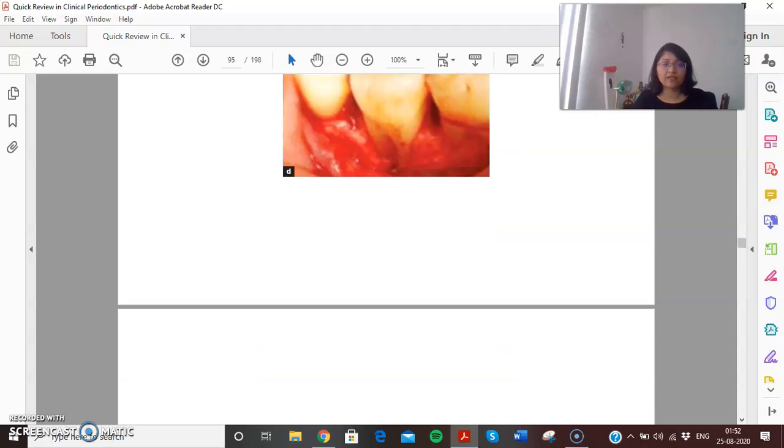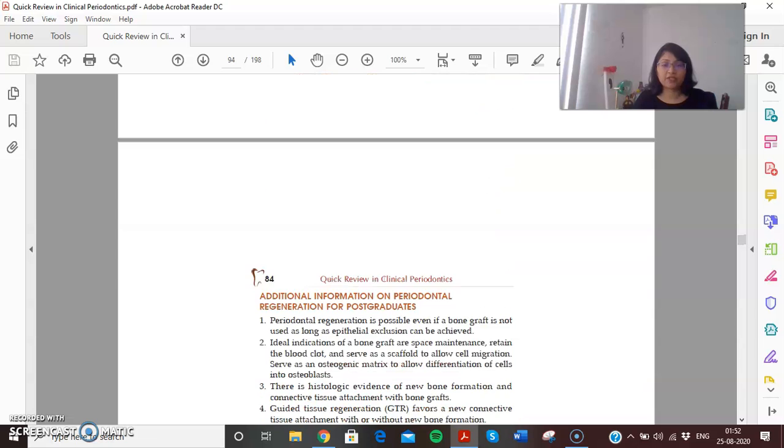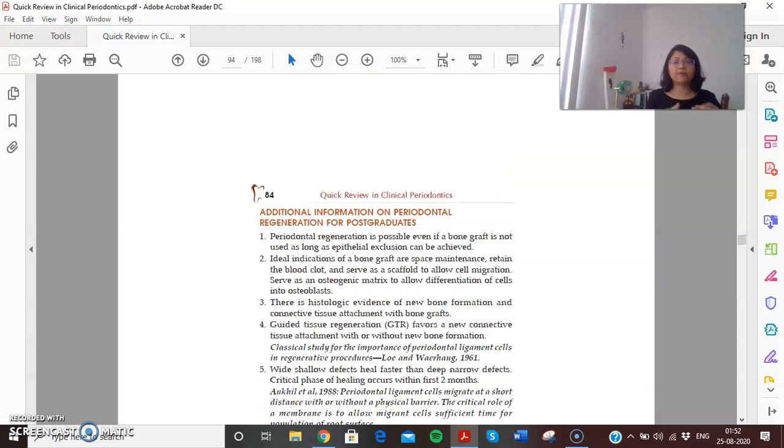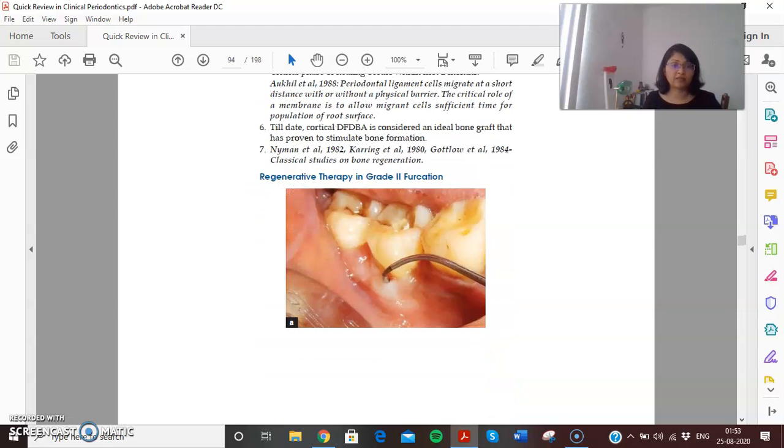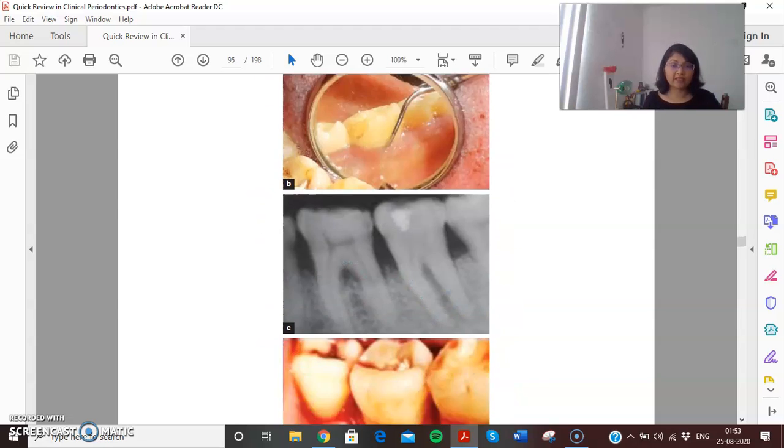What I've done is that if there is any information that is relevant only to the postgraduates, I've put that here. As you can see on the screen, bone grafts is a very vast topic, so undergraduates would probably not find some information relevant for their exam, but for postgraduates certain things are. So I made a different column for that also. Wherever in-depth knowledge is needed for postgraduates, I've put that here, and you would probably find that useful.